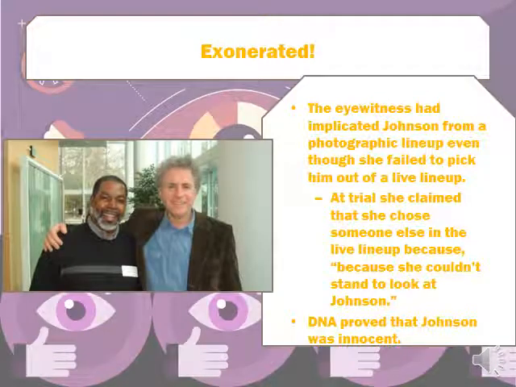Within that, the eyewitness had implicated Johnson from a photographic lineup. So even though she herself failed to pick him out of a live lineup, she was still going based on, and again, this is her testimony. Within trial, she claimed that she chose someone else in the live lineup because she couldn't stand to look at Johnson. Ultimately, DNA proved that Johnson was innocent.